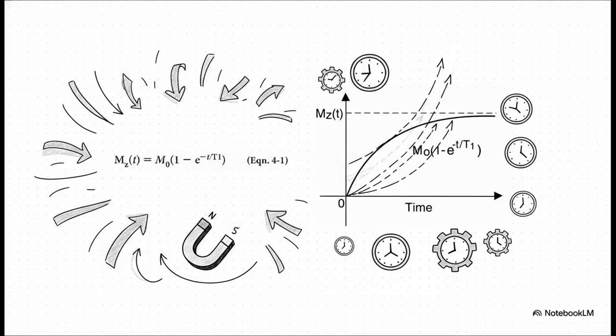At the very beginning, when time t is 0, that whole exponential is 1, so MZ is 0. But as time marches on, that exponential term gets smaller and smaller, and MZ grows, getting closer and closer to its destination. And T1? T1 is the secret ingredient. It sets how fast the whole process happens. A short T1, like in fat, means a really fast recovery. A long T1, like in water, means a much, much slower one.